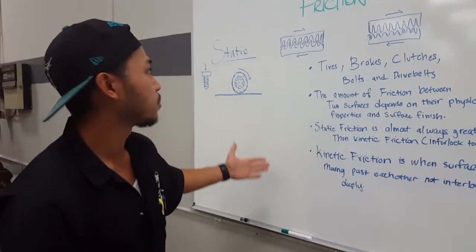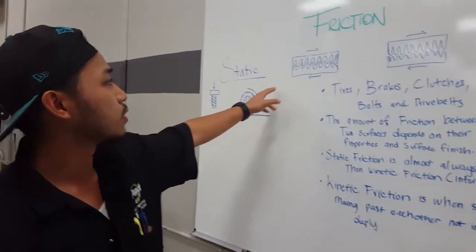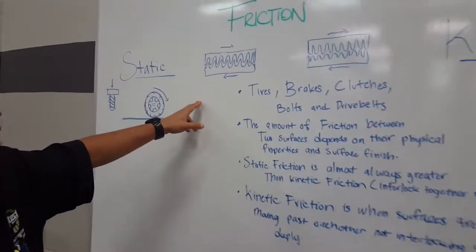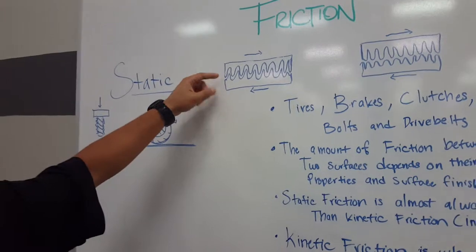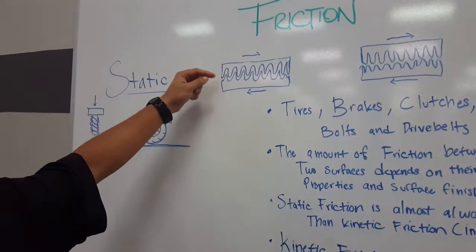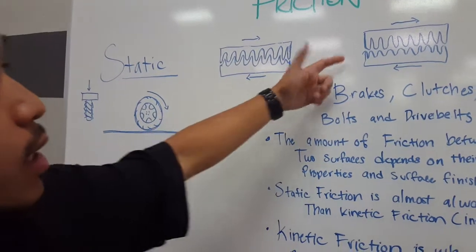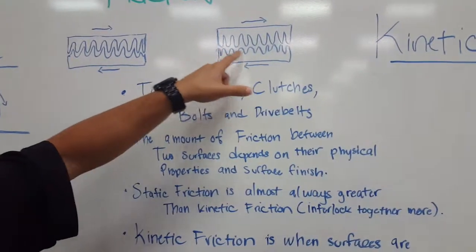As I already explained, we have two different types of friction. We have static and kinetic. With static friction, the two surfaces interlock more than with kinetic friction, as you can see. And kinetic friction is where it just slides past each other.